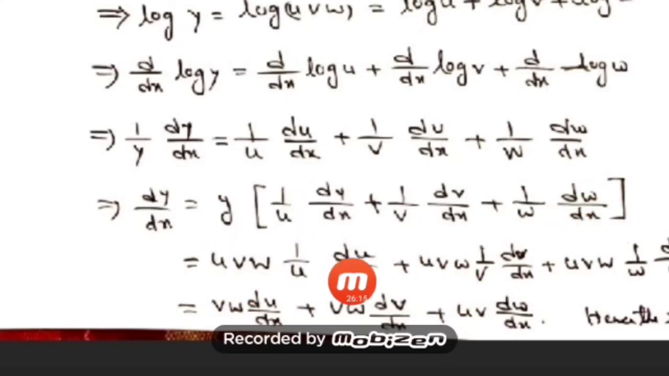uvw 1 by u du/dx, uvw 1 by v dv/dx, and y is uvw 1 by w dw/dx. Cancelling, vw du/dx, here uu cancel out, here vv cancel out, uw dv/dx, and this is ww cancel, uv dw/dx, and hence we see that with both methods we have got the same answer. And with this, logarithmic differentiation is completed. These are very important questions for exam purposes also. Listen to the video properly, then do the solution. Okay, thank you.